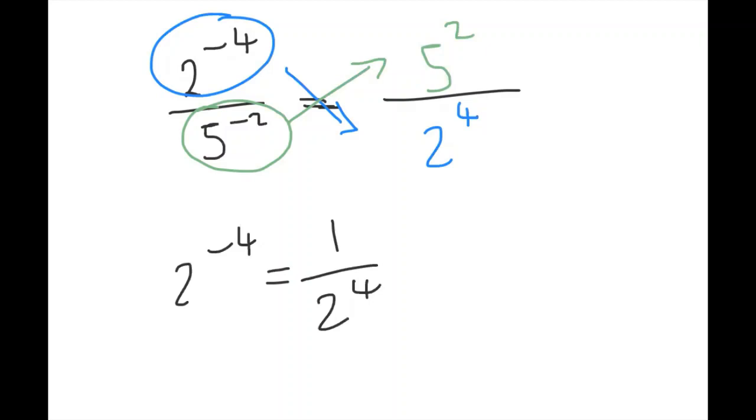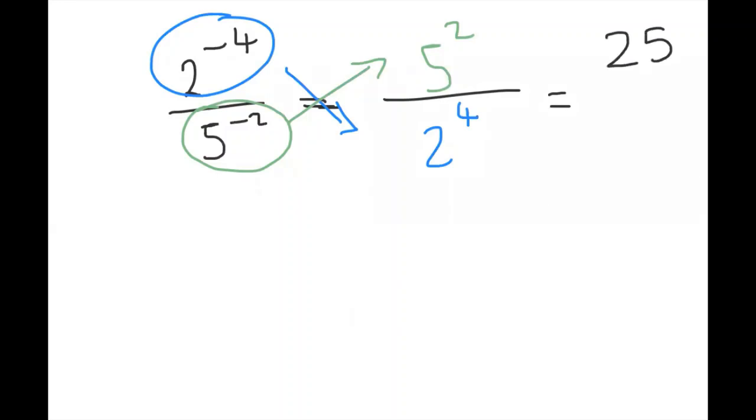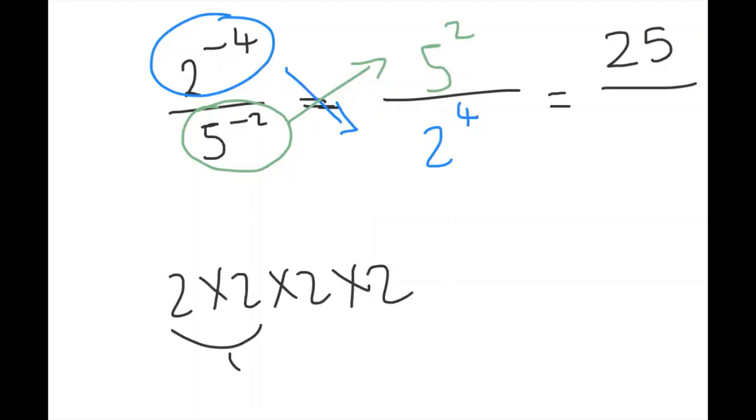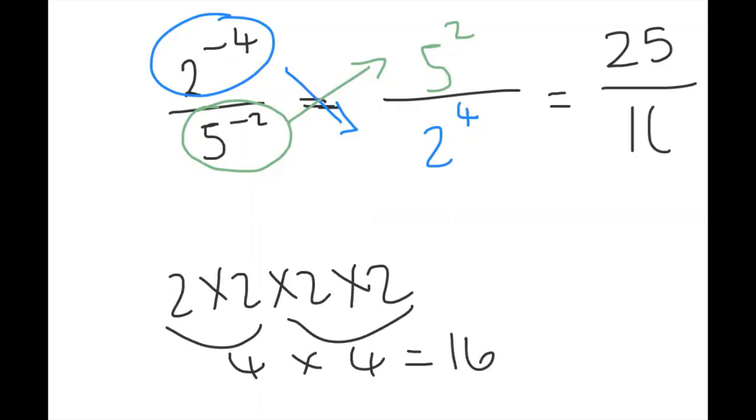So let's continue. You're going to wipe this out here at the bottom. 5 squared, that gives us 25. 2 to the power 4, so that's 2 times 2 times 2 times 2. That is 4, that is 4. So that answer is 16. So then the answer is 25 over 16. Good. Let's go on to the next one. Similar one.